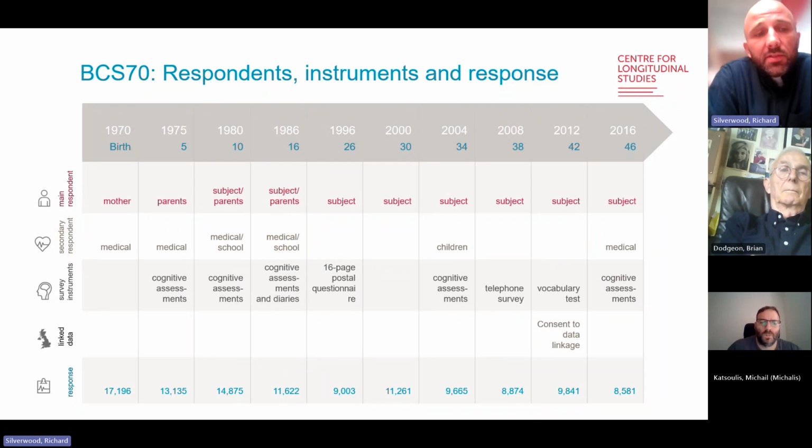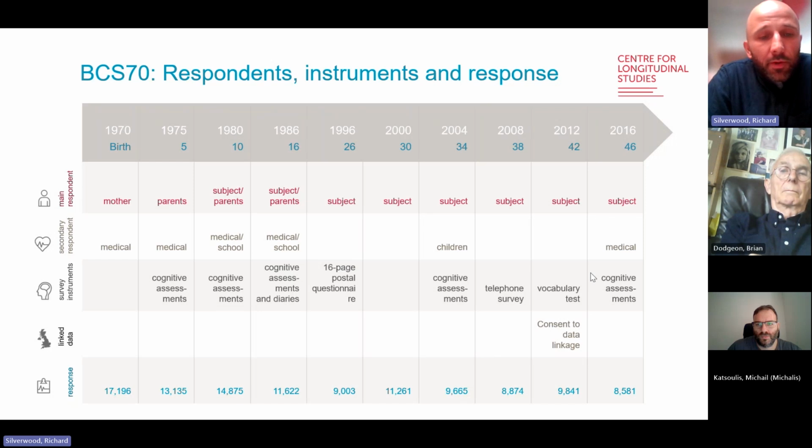In BCS 70, there are a few additional survey instruments that are used in addition to a standard questionnaire. There have been lots of cognitive assessments throughout the life course of these individuals, and additional data collections using some other different instruments. At the age 42 wave of data collection, we collected consents from the cohort members to link their survey data that we've collected throughout their lives into different administrative data sources, including health data, for example, hospital episode statistics, and some financial economic data as well.